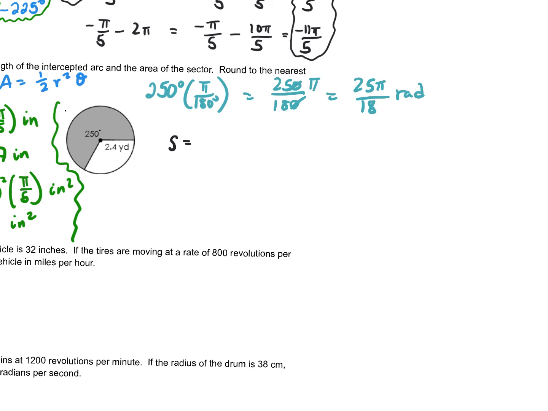So for the arc length, we'll simply do r theta. So that's going to be 2.4 yards times this 25 pi over 18. And our answer is going to be, of course, in yards, because the sector length, or the arc length, is always going to be a linear distance. So we'll just do that 2.4 times this angle, and we'll get that arc length, which is 10.5. So about 10.5 yards.